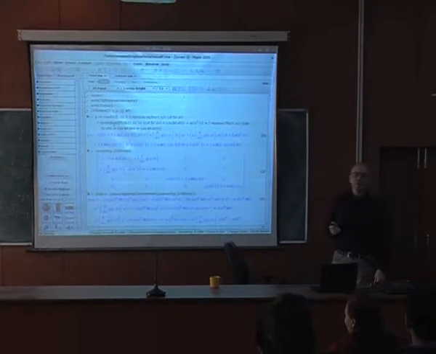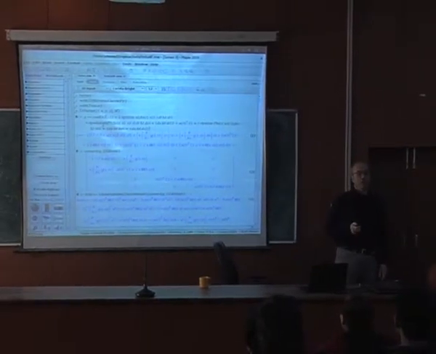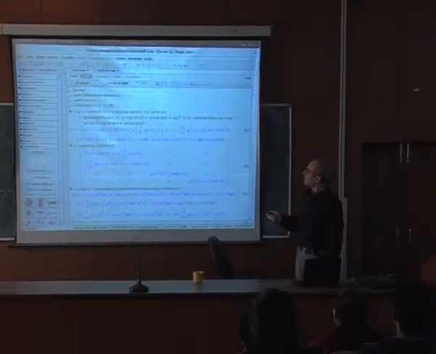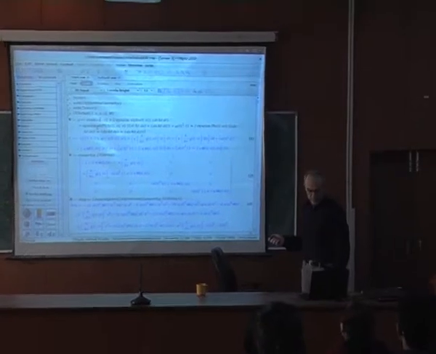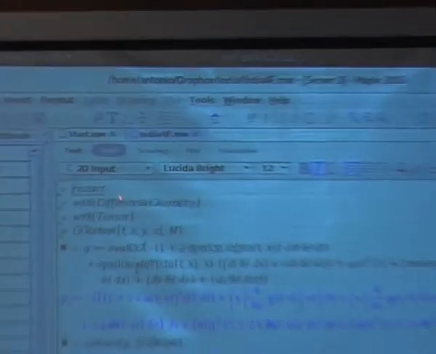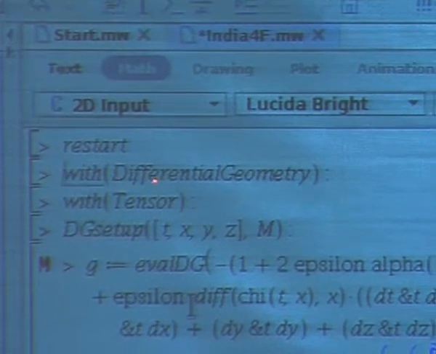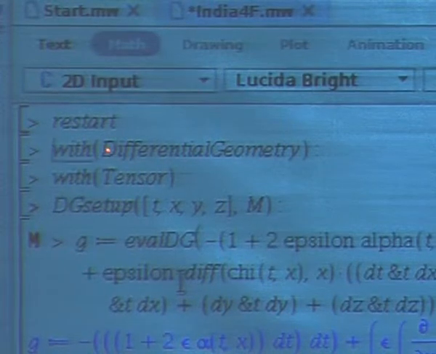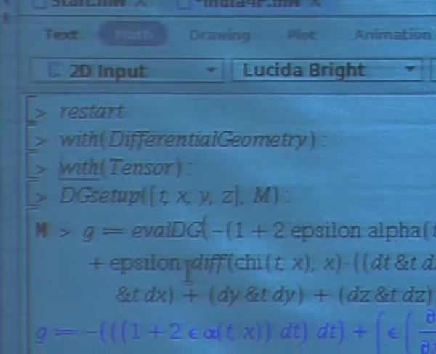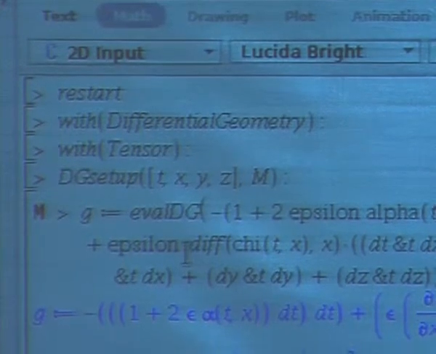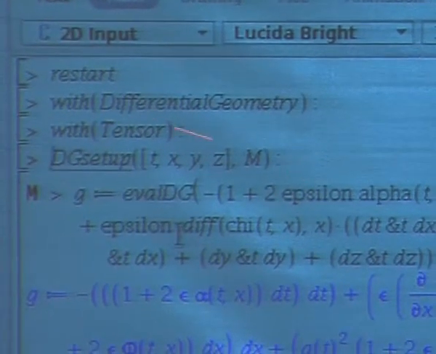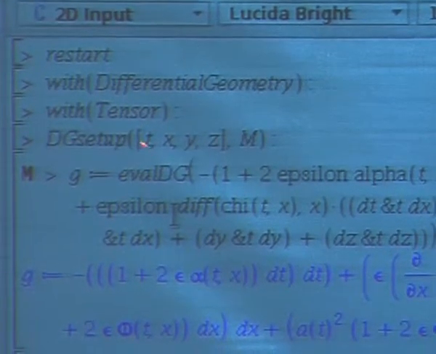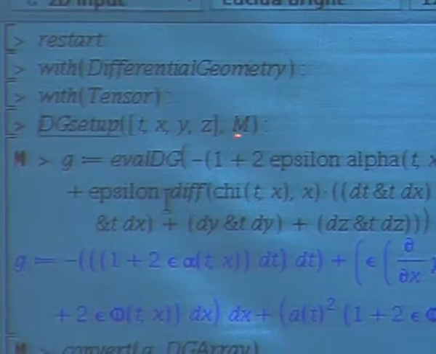The code is very similar to the one we did on Saturday. The idea is essentially the same. Here I again start with this command, which clears all the memory in Maple. It's not really necessary, but anyhow. Then I use the Maple built-in differential geometry code, and also the built-in tensor code. And I define my manifold with four dimensions, with variables t, x, y, z, and I call this manifold M.